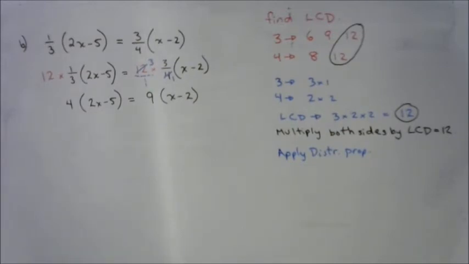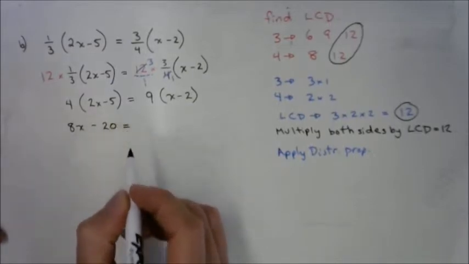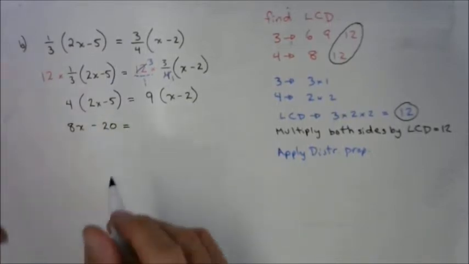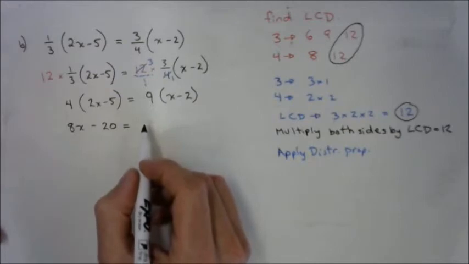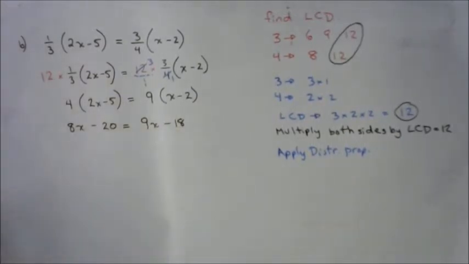So I'm going to do it without the arrows this time. We've got 8x minus 20. Again, you should be trying to work ahead of me, faster than me, so that you're essentially just checking your answers here. And we have 9x minus 18.